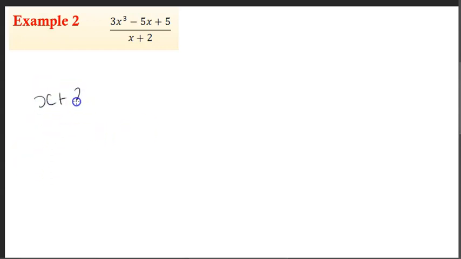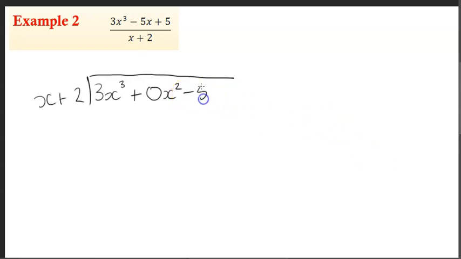So x plus 2 into, I'll put this line straight as I can, 3x to the power 3. I'm going to stop there. Are there any x squared terms there? No. But for the sake of this long division, we have to write it in. It will be a 0x squared, because there are 0 lots of x squared within that term, but to put this process into practice, we have to write it there. Then we can just go ahead and write the minus 5x and the plus 5.